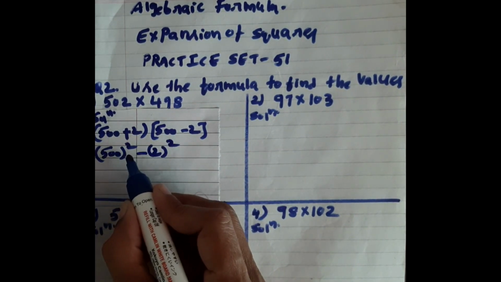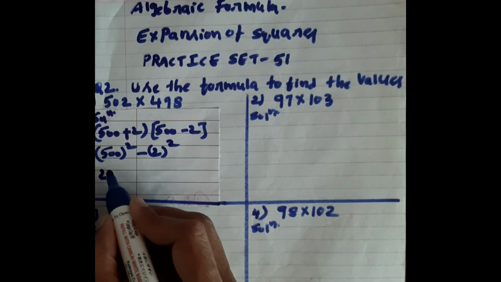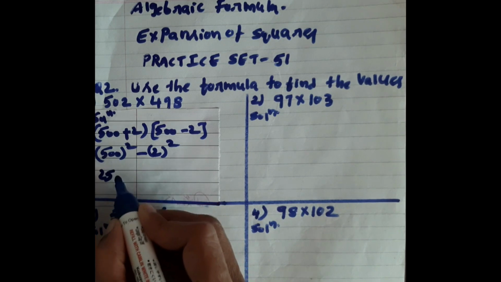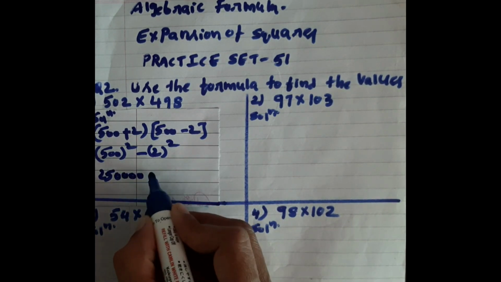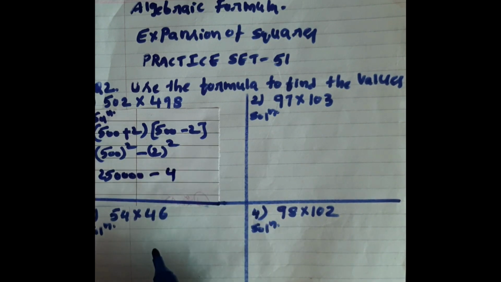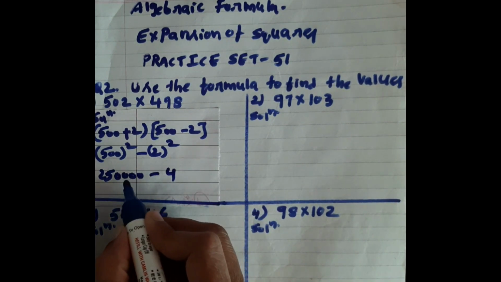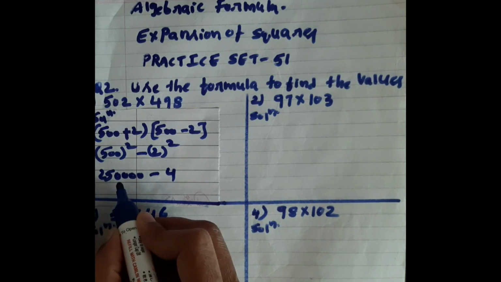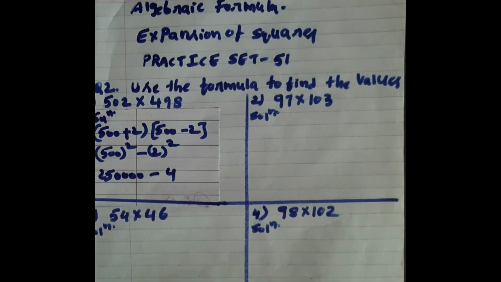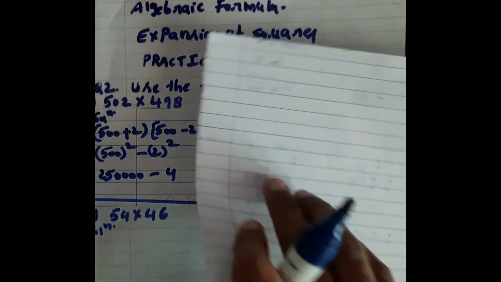500 whole square means 500 we have to multiply 2 times. So 5 5s are 25. 2 zeros are there in each, so we will get 4 zeros. 2 2s are 4. Now unit, 10, 100, 1000, 10,000, lakh: 2,50,000 minus 4. We should do the subtraction.